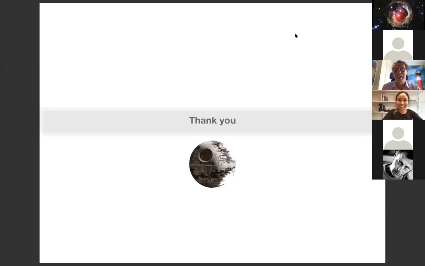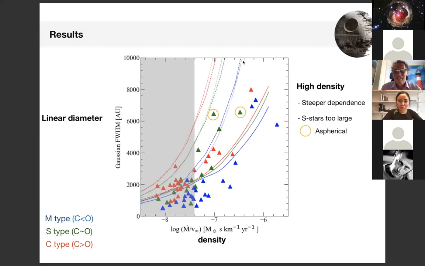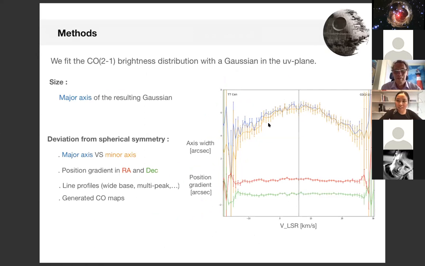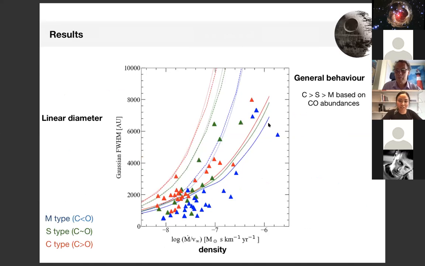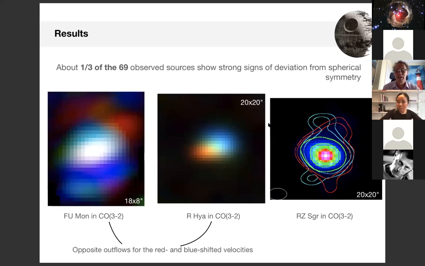Miora, yes. You say one-third asymmetrical, aspherical. How aspherical? Well, when we look at the major axis versus the minor axis ratio, we have some stars that have a ratio around 0.5. So I would say that's aspherical. We also have those stars that show outflows that are not consistent with a smooth spherically symmetric distribution. We also investigated if the different shapes are linked to the quality of the observations, and we ruled out those stars where we thought maybe we miss flux or have too low signal to noise ratio. So those one third are the ones that we think show strong deviations.